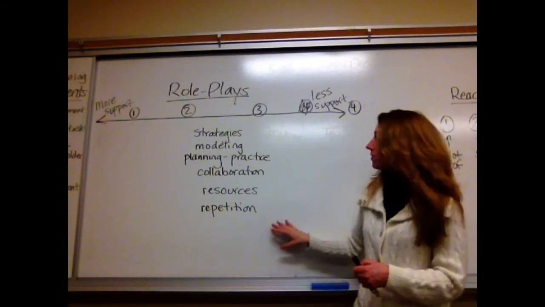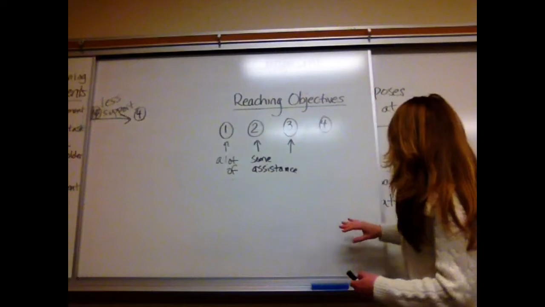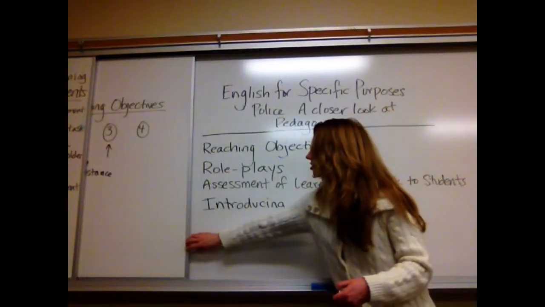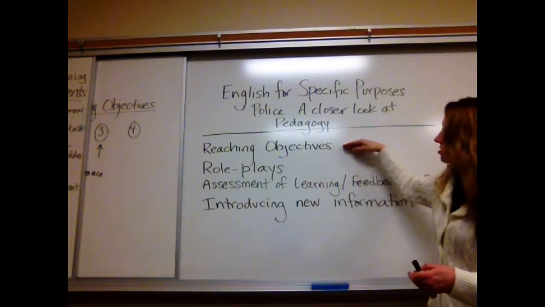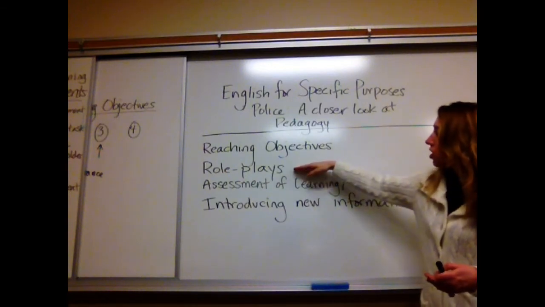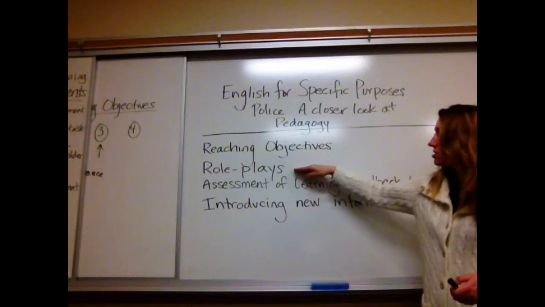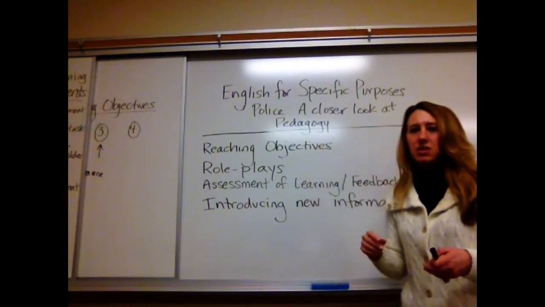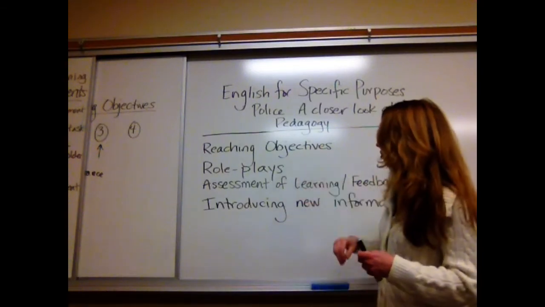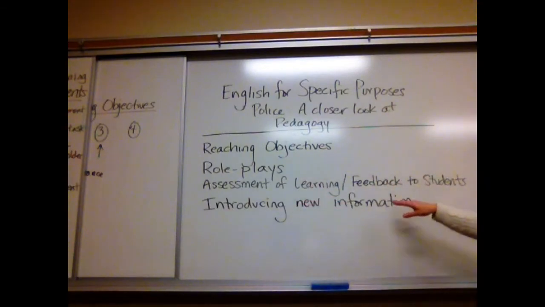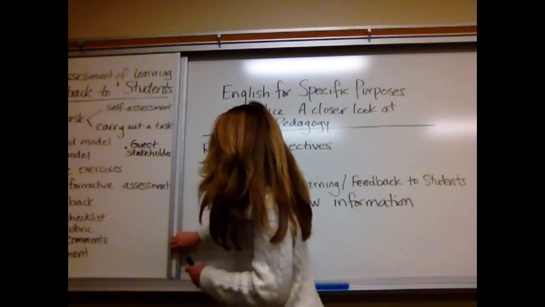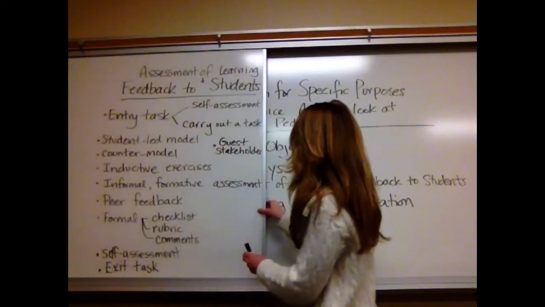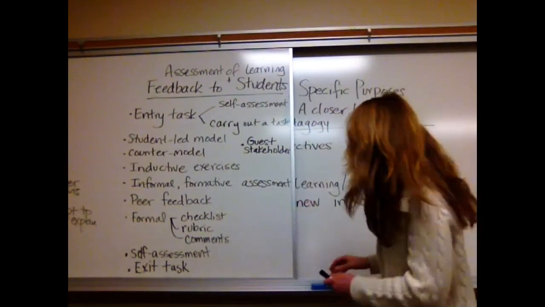Okay, so what have we talked about so far in this lecture? We've talked about different ways we can see reaching objectives. We've talked about the different menu of options that we have, those micro choices in our teaching around role plays. Let's talk about some of our options for assessment of learning and giving feedback to students. Let's see what that looks like.